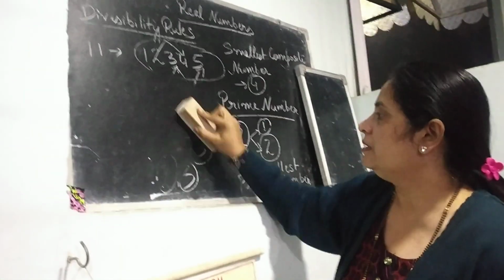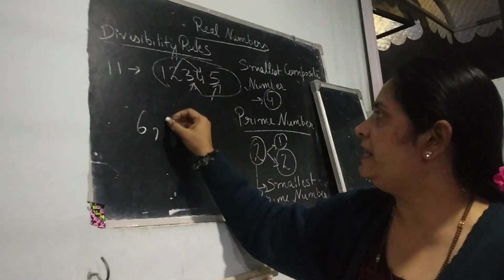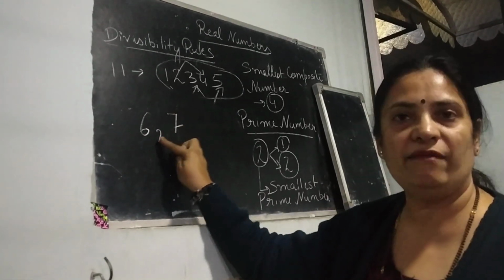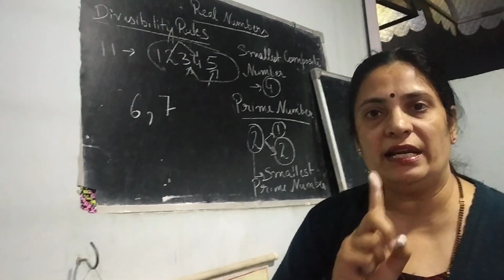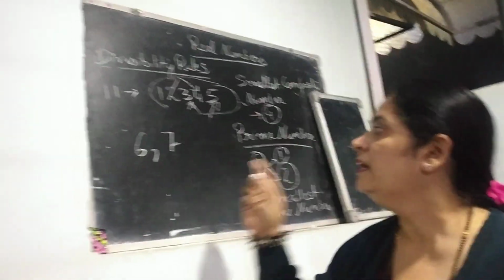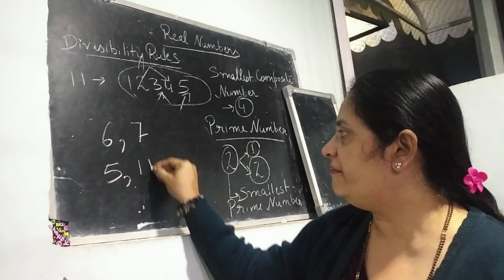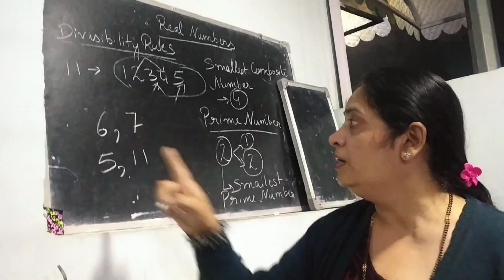Suppose one number is 6 and I am taking another number, 7. They have only one common factor. That means consecutive numbers have only one common factor, which is 1. Now if I take, suppose, 5 and 11, these also have only one common factor, which is 1.